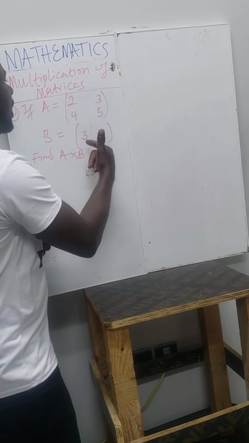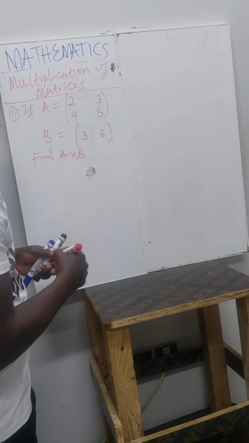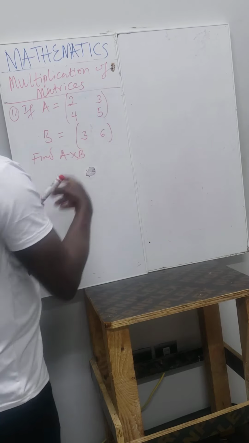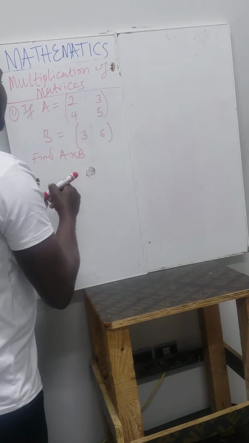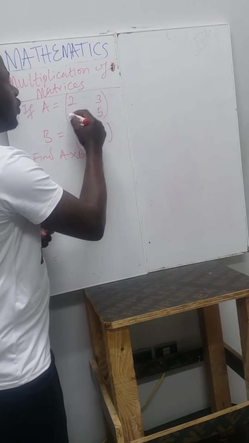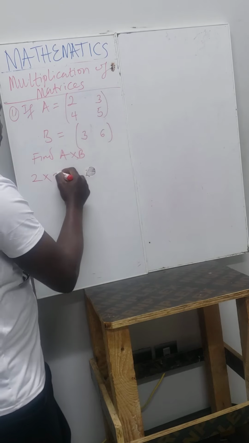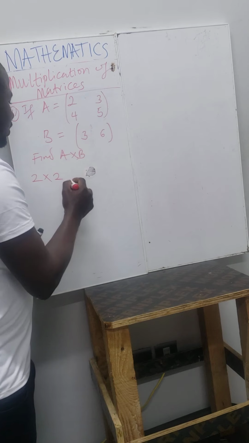Now, how do we detect if two matrices are multiplicable or not? This is how to find out. The matrix A is, what is the dimension of matrix A? 2 by 2 matrix. That is matrix A.